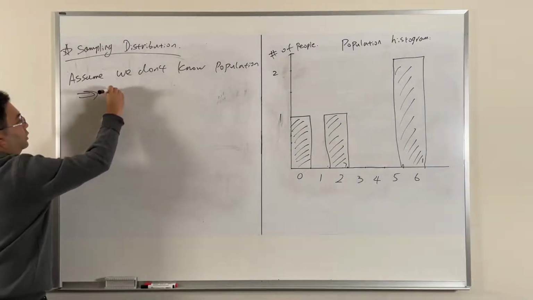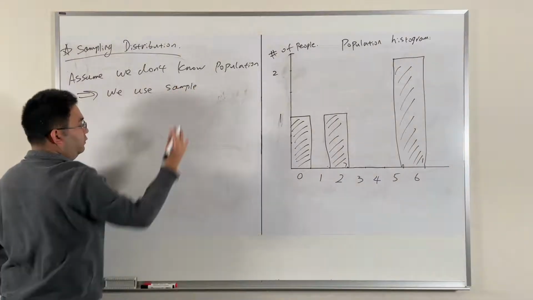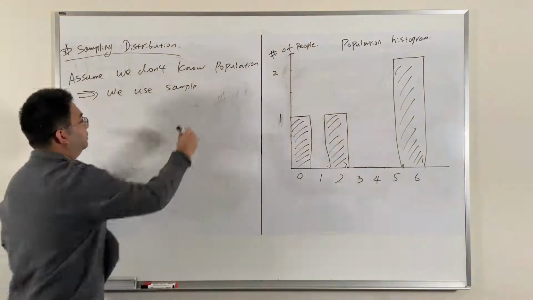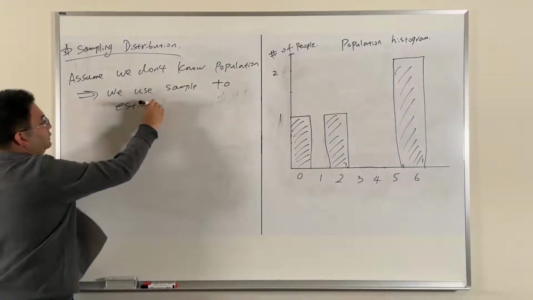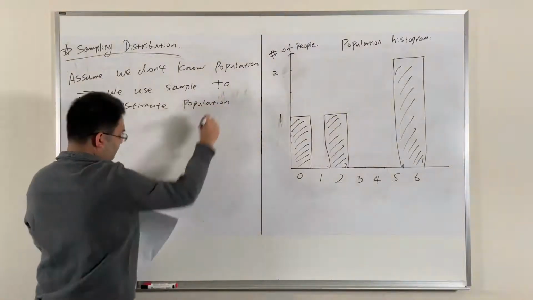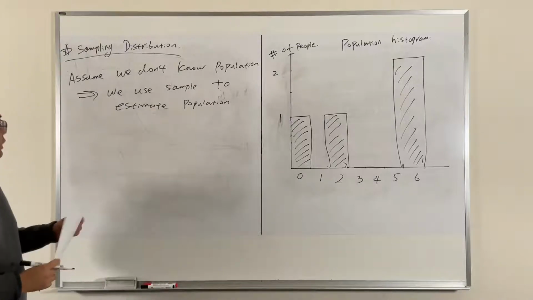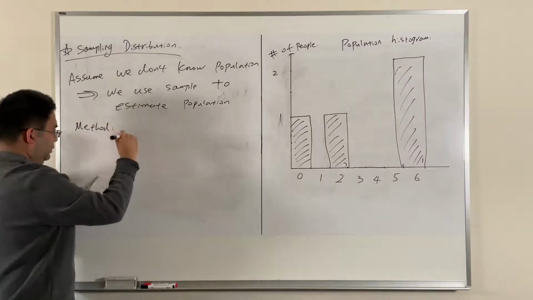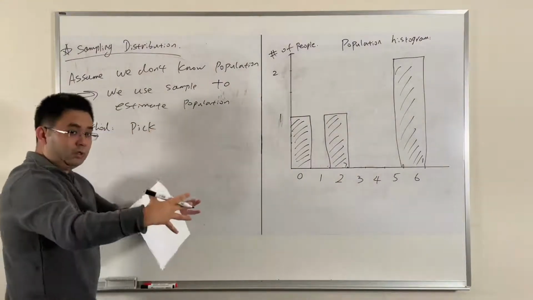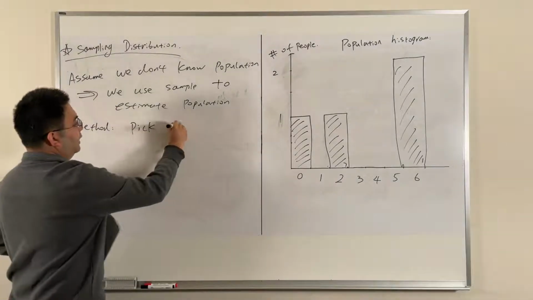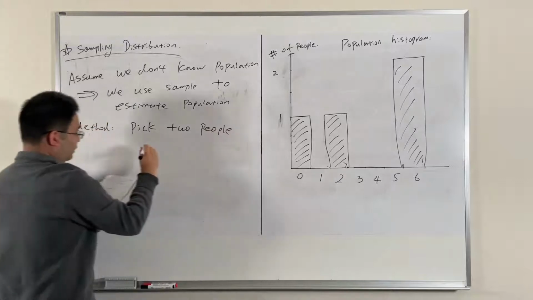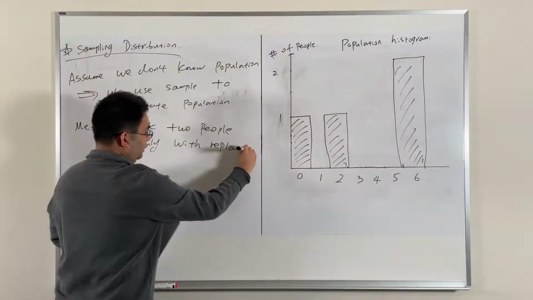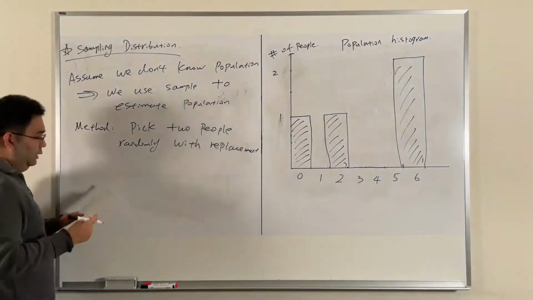What we're going to do is use a sample from this population. You can imagine these 4 people are in a black box, and we're going to pull from it. I'm going to use a sample to estimate the population. That's the goal. So the method: we pick from this black box with 4 people in it. We pick 2 people randomly, with replacement. So we pull one out, put it back, and pick another one again, and then we take the average of the 2.